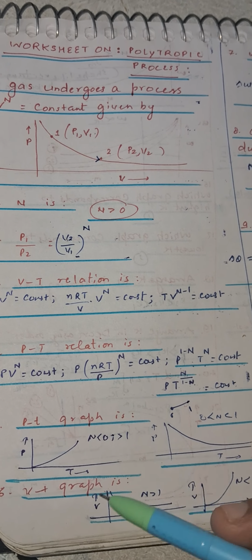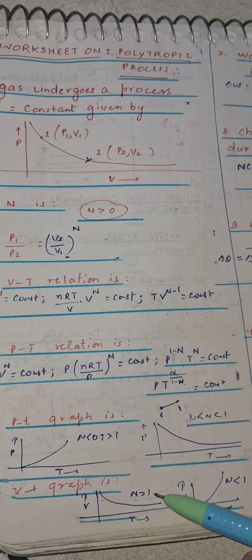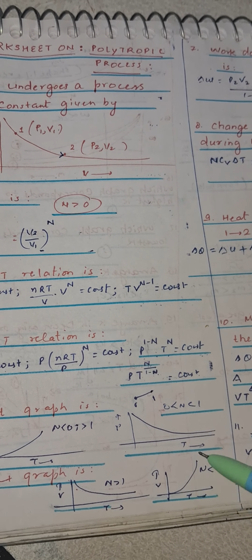Then is the VT graph. Same is for the VT graph. If n is greater than 1, the graph will be like this, and if n is less than 1, the graph will be like this.